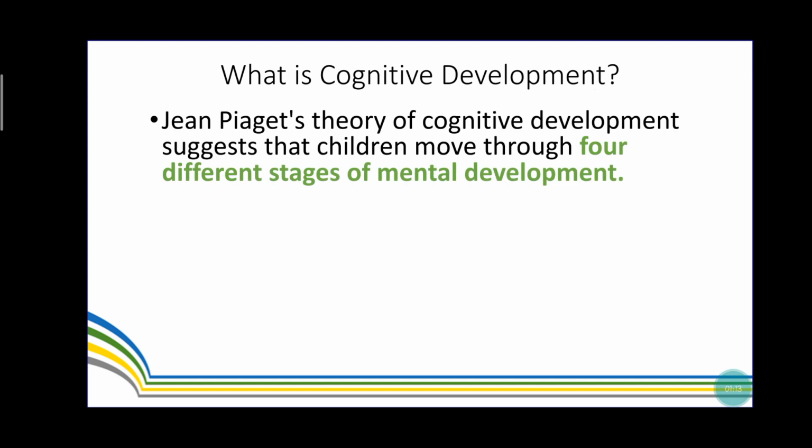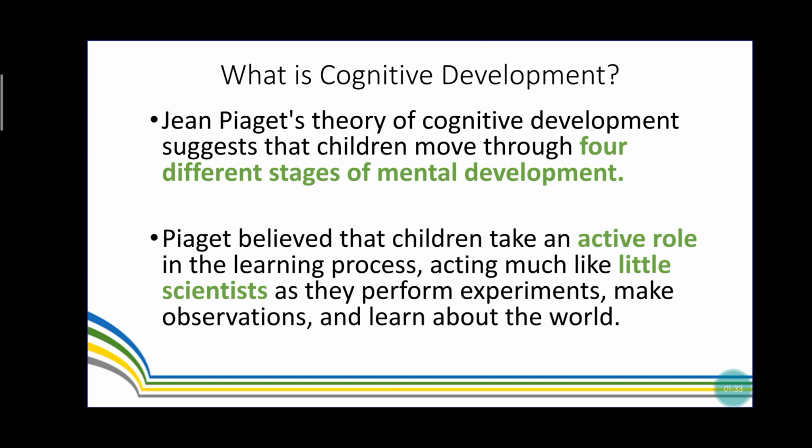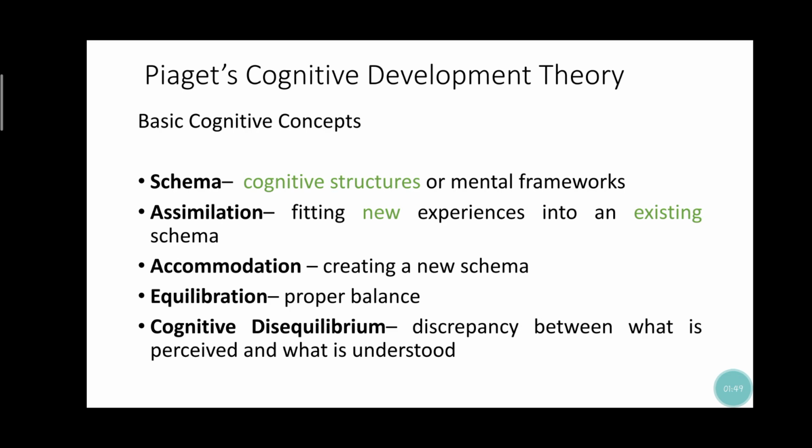Piaget's theory of cognitive development suggests that children move through 4 different stages of mental development. Take note, there are 4 different stages that children go through. Piaget believed that children take an active role, not a passive one, in the learning process, acting much like little scientists as they perform experiments, make observations, and learn about the world. In Piaget's theory, these are the basic cognitive concepts.